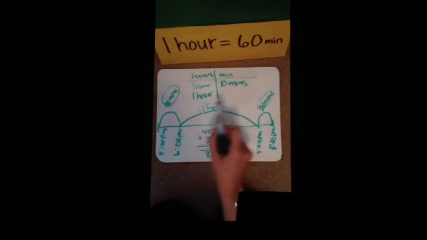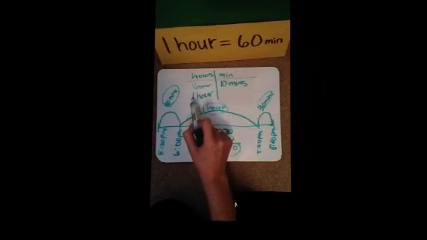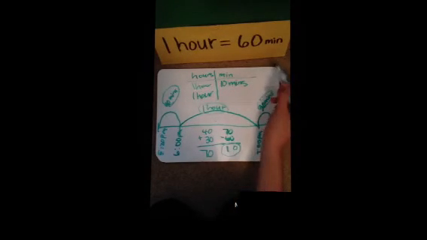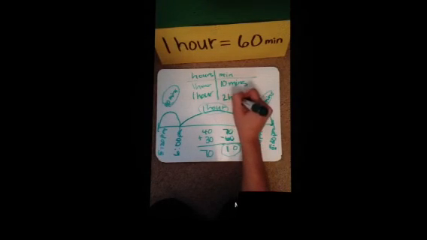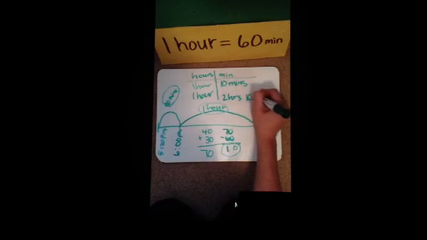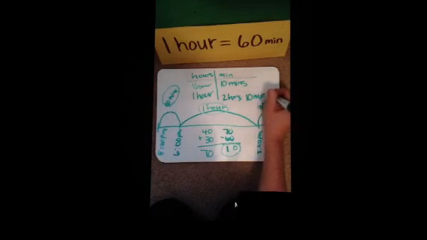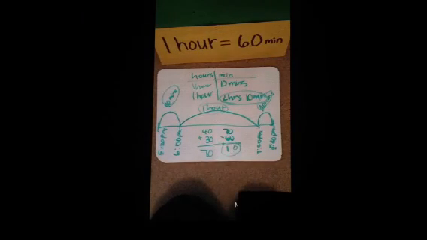Now we'll add what's in our chart. 1, 2, 2 hours and 10 minutes. John's game lasted 2 hours and 10 minutes.